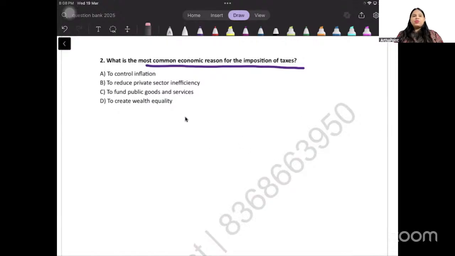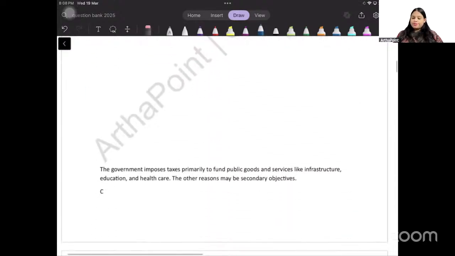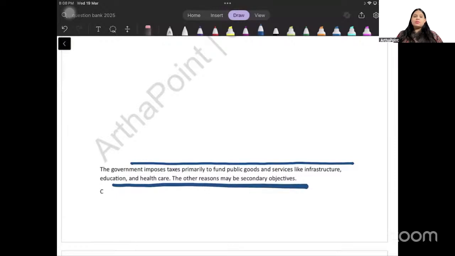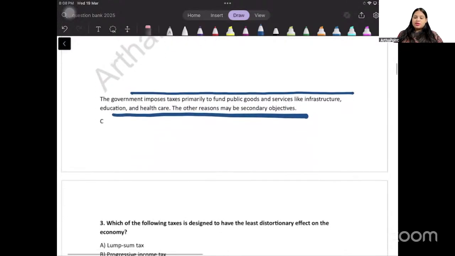Very good, absolutely, that is the correct answer. तो most common reason tax collect करने का क्या है? That we fund public good and services. Correct. So government imposes taxes to fund public good and service like infrastructure, education, healthcare. बाकी चीजें secondary reason हो सकते हैं but primary reason नहीं हो सकते हैं, right? Okay beta, come to the next question.